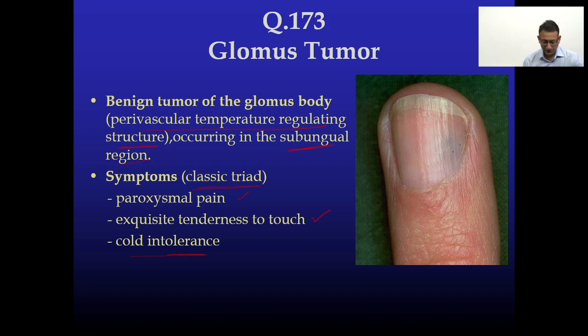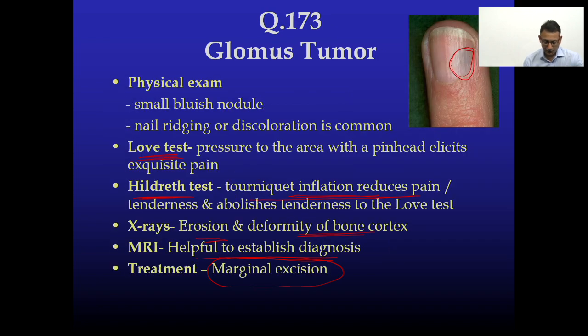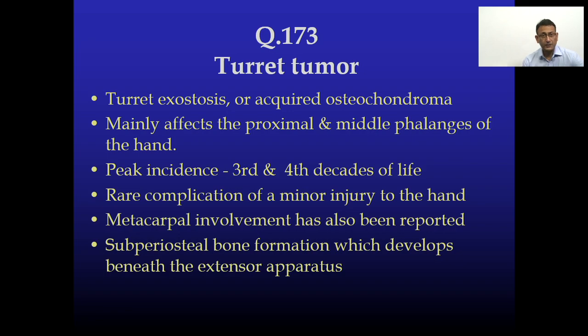So, it can be confused with glomus tumor. What are the features of Turret tumor? This is basically an acquired osteochondroma or exostosis. It is also called Turret's exostosis. This happens mainly in the proximal and middle phalanges of the hand, and it usually occurs in the 3rd to 4th decades of life. It is a rare complication of minor injury to the hand. Metacarpals can also be involved.